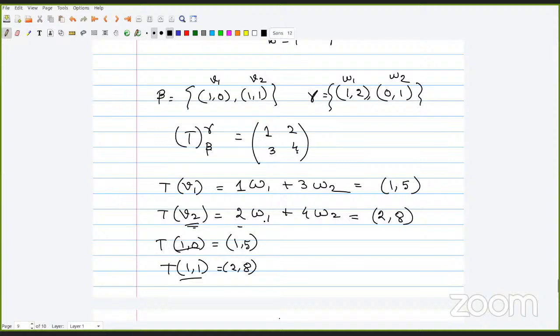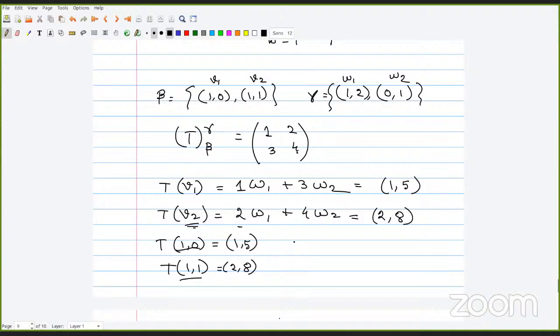Would you please, with your permission, may I complete this process once again? Yeah, go ahead. So we are given the standard. T is a transformation from the domain vector space V to the codomain vector space W. We are given the basis of vector space V as beta equal to (1,0) and (1,1), and the basis of vector space W as gamma equal to (1,2) and (0,1). We are also given the transformation matrix, which is 1, 2, 3, 4.